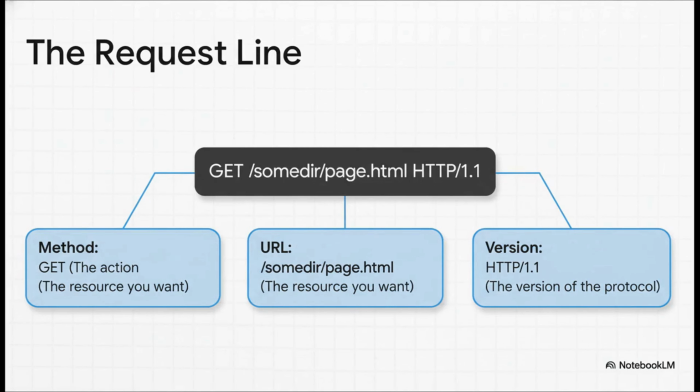Let's just zoom in on that first line, because it's the most important part. It has 3 distinct pieces. The method, which in this case is GET, meaning I want to get something. Then there's the URL, which is the path to the thing you want. And finally, the version of the protocol you're speaking. Every single piece has a very specific job to do.